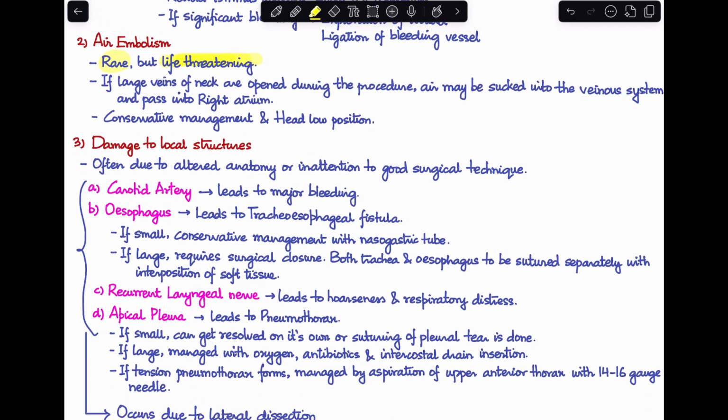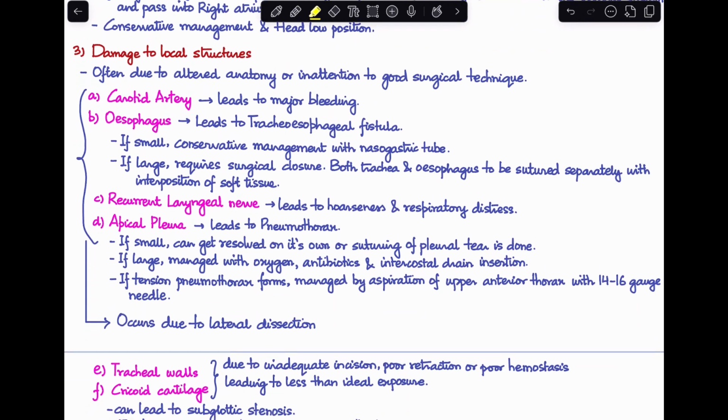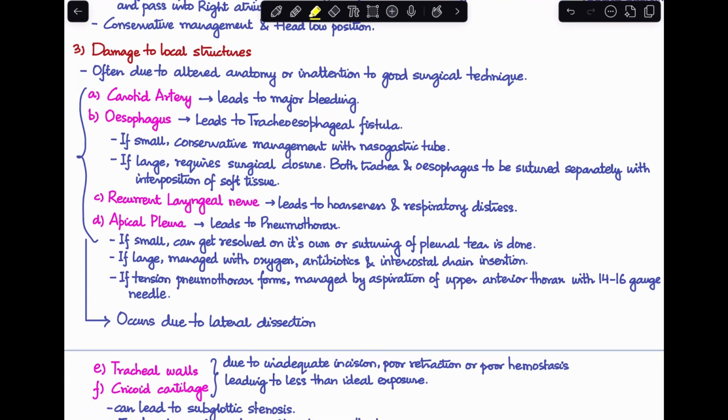Next complication is damage to local structures. Now, there are a lot of structures around while we are doing tracheostomy, and a lot of them can get damaged. Now, what are all these structures? First of all, is the carotid artery. Now, if the carotid artery in the carotid sheath gets damaged, this will usually happen if you dissect more laterally. This can lead to catastrophic bleeding, which can be very, very difficult to control.